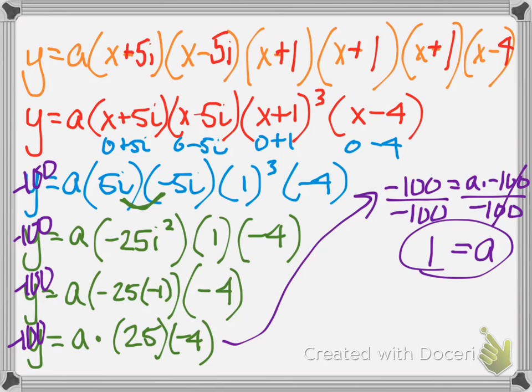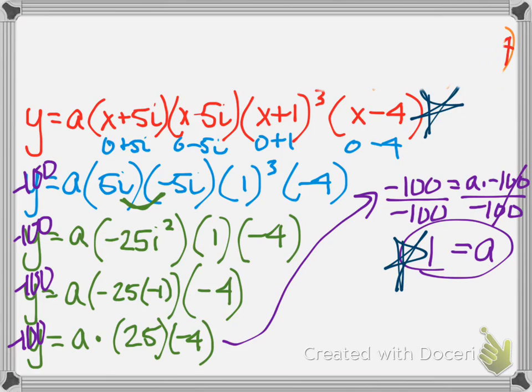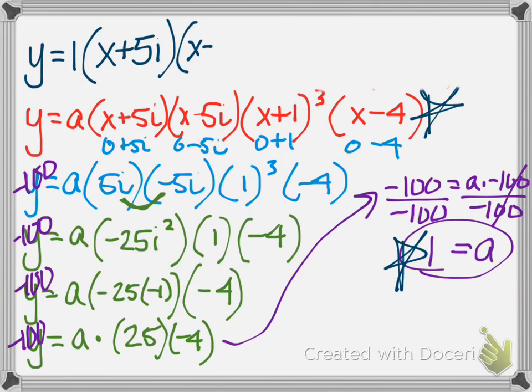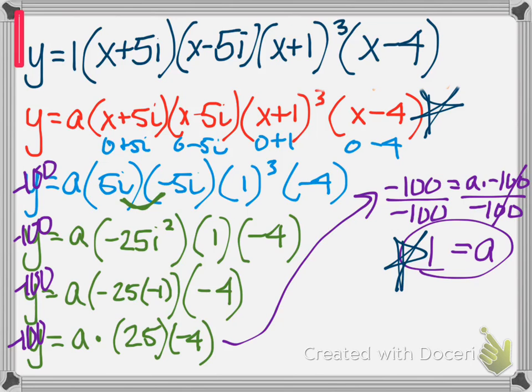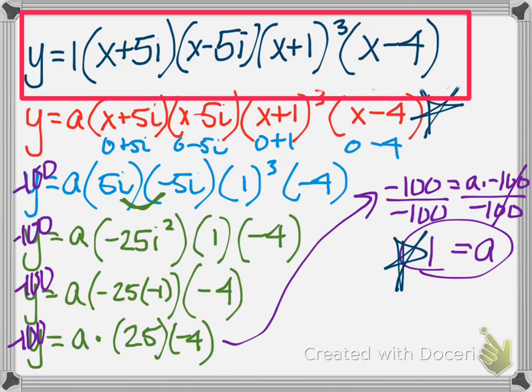So the final solution, we're going to take what a equals, and we're going to take our function from here and put it all together in our final solution for example B. So we would have y equals 1 times x plus 5i times x minus 5i times x plus 1 to the third power times x minus 4. And this is our answer to part B. So again, a little bit longer, a little extra work involved by multiplying all those out with the imaginary number, but we know how to do all of that. That's stuff we've already learned. And that's that. Okay, so we'll do some practice with this in class the next time I see you. And that'll be it.